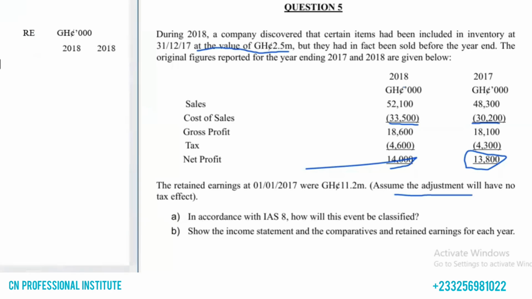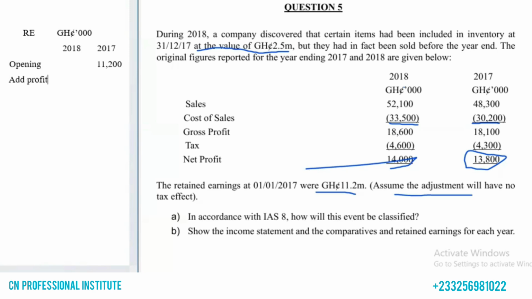So we bring the opening retained earnings. The 2017 opening retained earnings is given in the question right here, 11.2 million, and this balance is not affected by the error. So for 2017 we have an opening balance of 11.2 million. Then we will add profit for 2017.